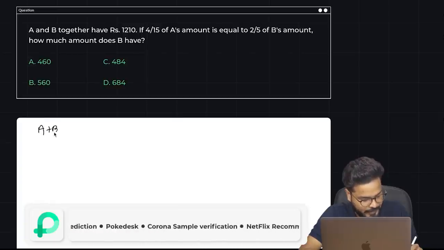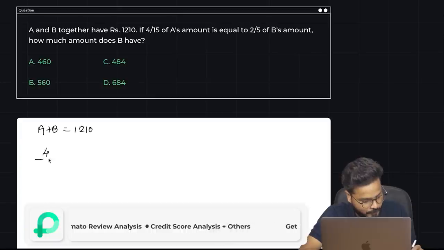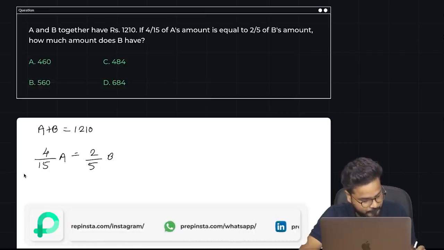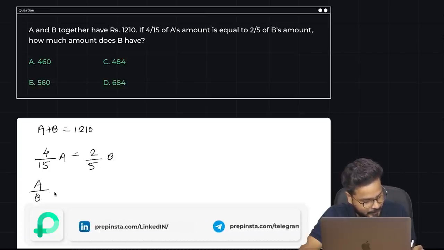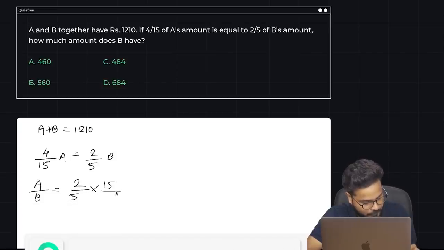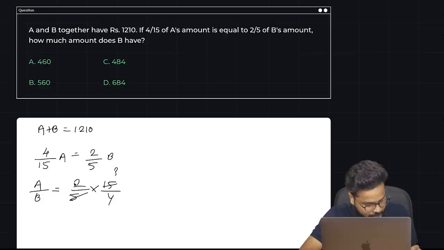A plus B together have 1210. 4 by 15 of A's amount is equal to 2 by 5 of B's amount. Let us find what is A by B. A by B would be 2 by 5 into 15 by 4, which is 3 by 2. So A to B is 3 to 2.